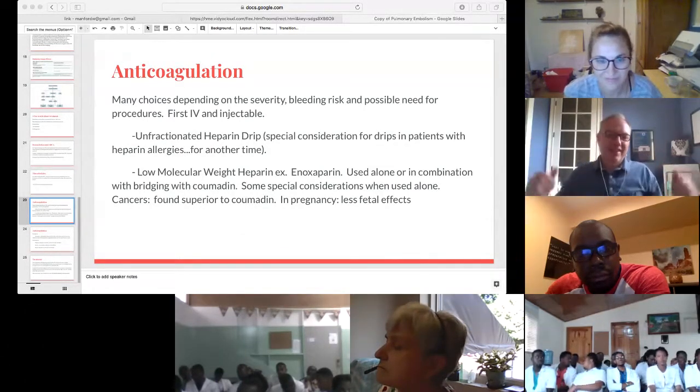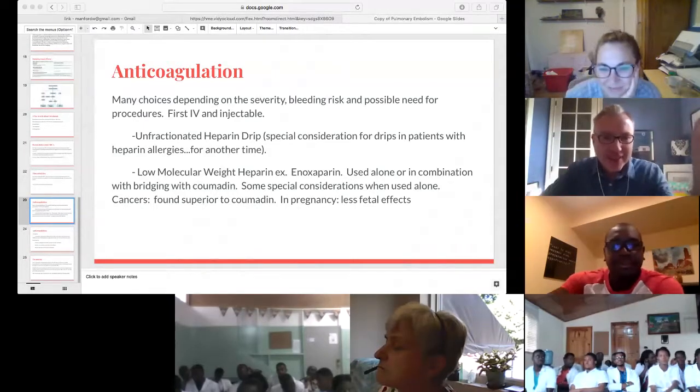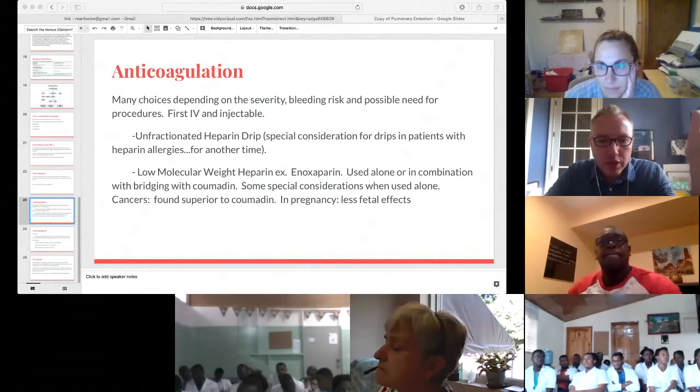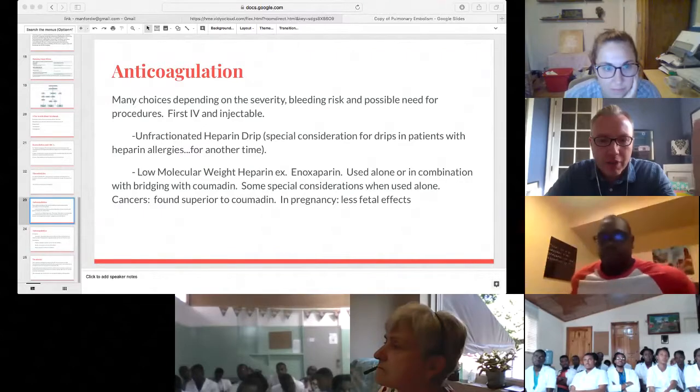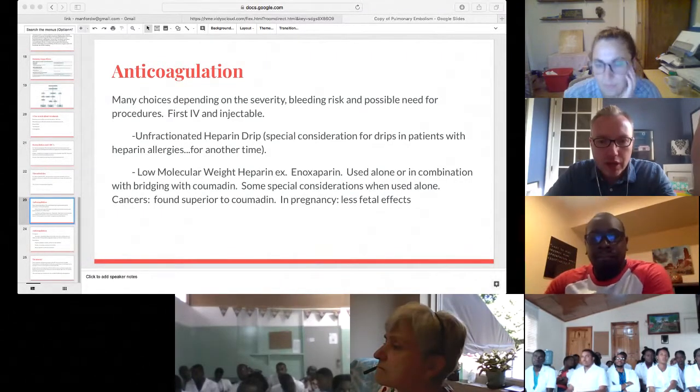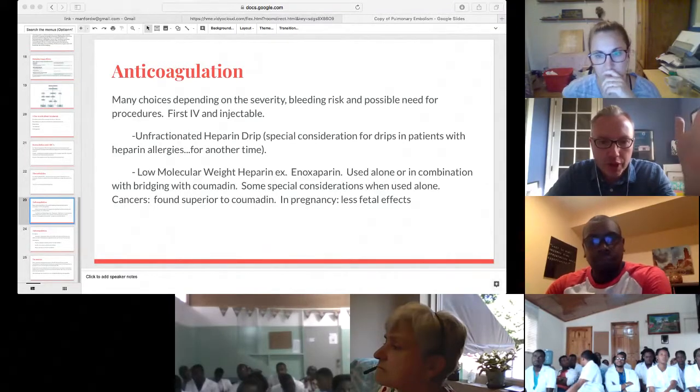Okay, well, c'est la vie. So the mainstay of treatment then is going to be anticoagulation. And there are different types of anticoagulants. I'm not for sure what you have available there, but the most common being unfractionated heparin, just a good old heparin drip.